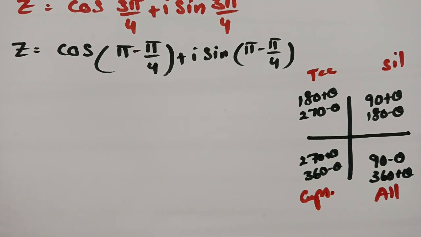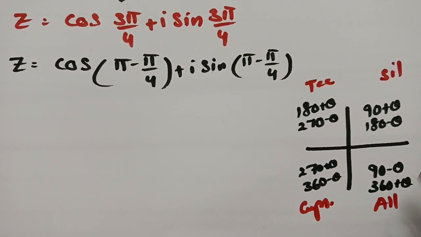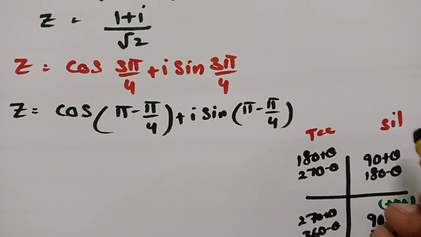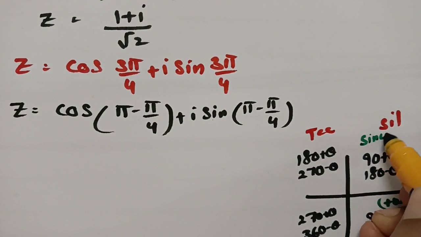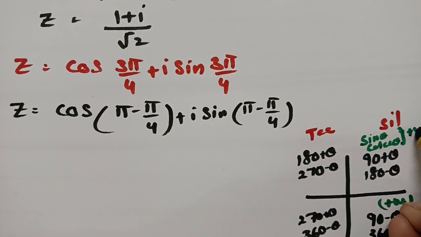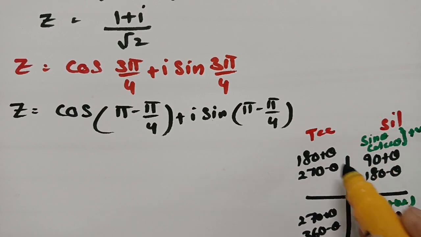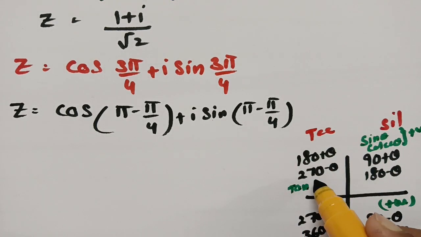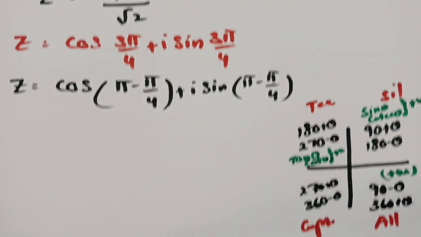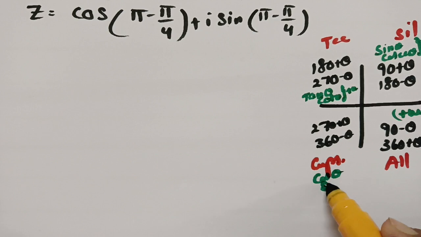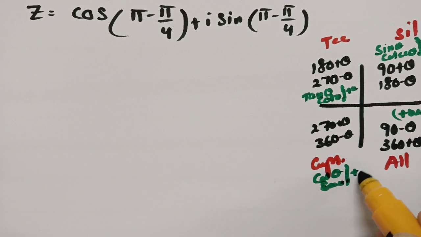As you know, here everything is positive, so each and every term is positive. Here sine and cosecant theta are positive. Next, in tan, tan theta and cot theta are positive. And next, cos theta and secant theta values are positive.